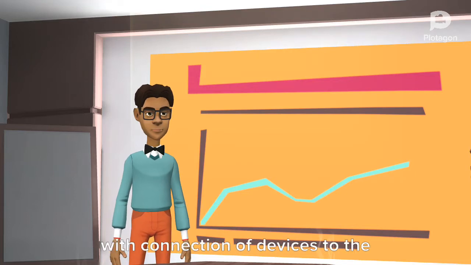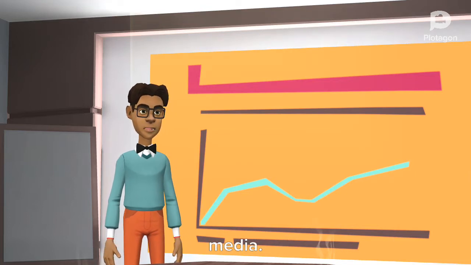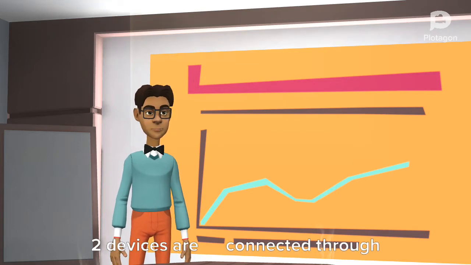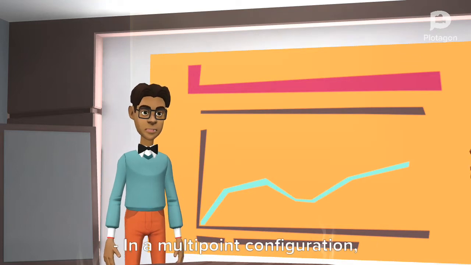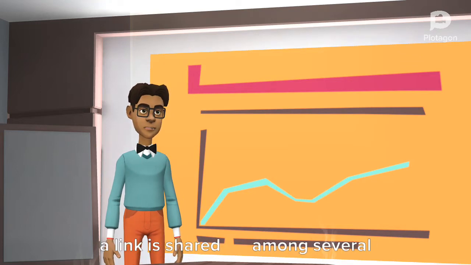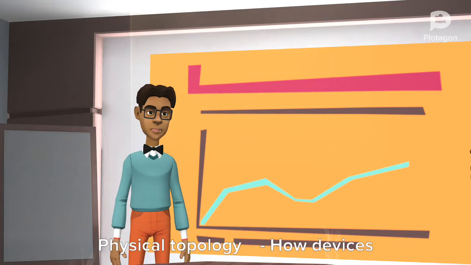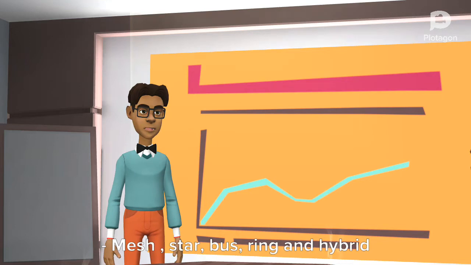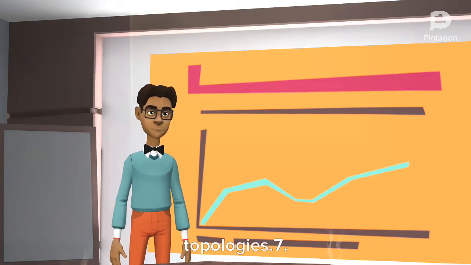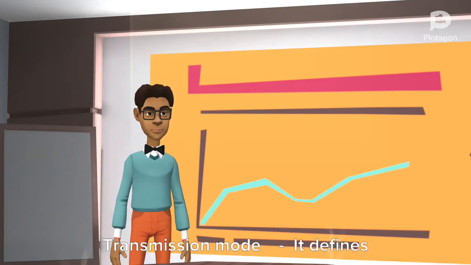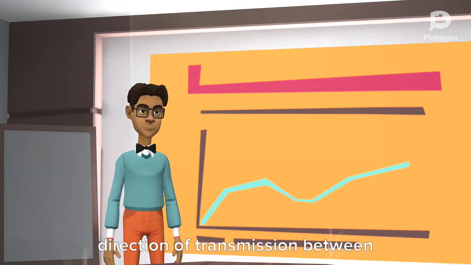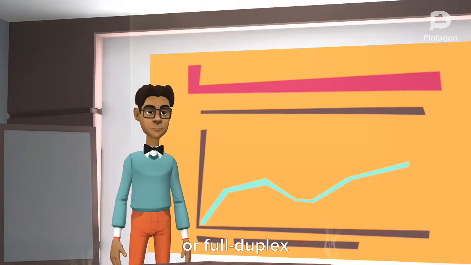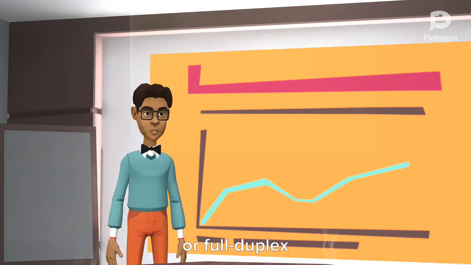5. Line configuration. It is concerned with the connection of devices to the media. In a point-to-point configuration, 2 devices are connected through a dedicated link. In a multi-point configuration, a link is shared among several devices. 6. Physical topology. How devices are connected to make a network: mesh, star, bus, ring and hybrid topologies. 7. Transmission mode. It defines the direction of transmission between 2 devices: simplex, half duplex or full duplex.